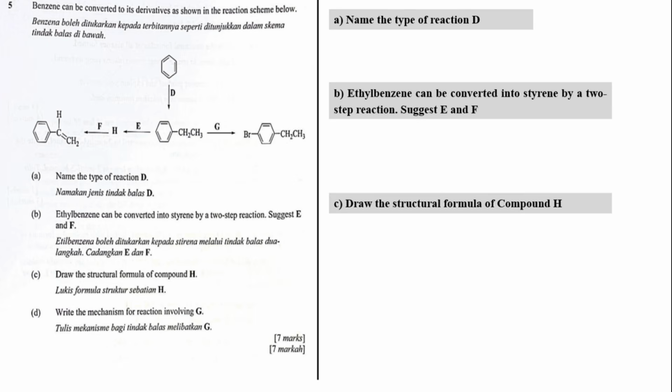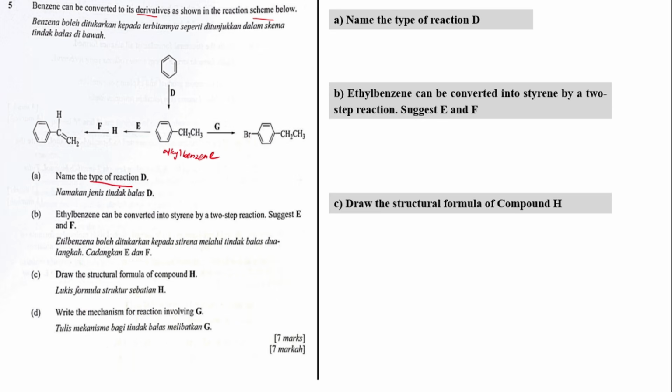Alright. So now for question number 5, benzene can be converted to its derivative as shown in the reaction scheme below. So we have benzene converted by a process of D to produce the alkyl benzene, and then it's going to be a reaction here as well as a reaction here. So from the equation number 5, we need to name the type of the reaction D. Okay, so from benzene, it's going to become alkyl benzene or ethyl benzene here.